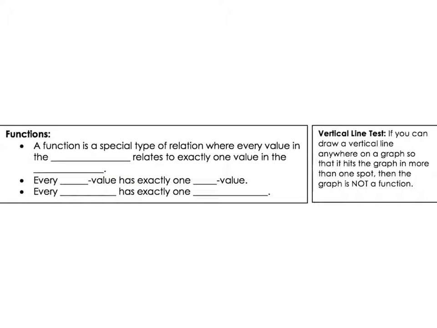Okay, so functions are a special kind of relation where every value in the domain relates to exactly one value in the range. Another way of saying that is every x value has exactly one y value, or every input has exactly one output. One way you can tell this from a graph is if you can draw a vertical line through the graph and it only hits the graph in one spot, then it's a function. If it hits in more than one spot, then it's not a function.